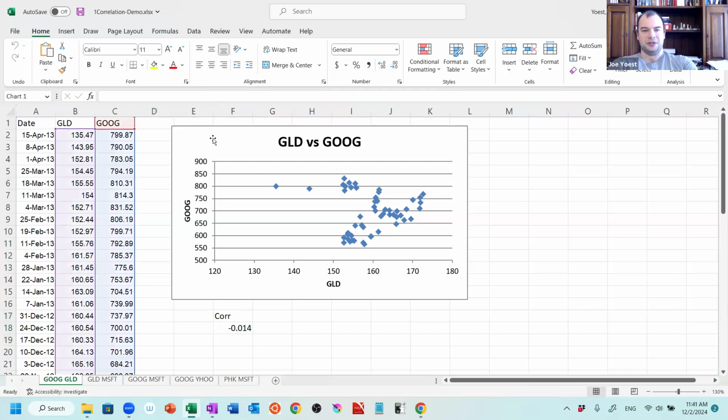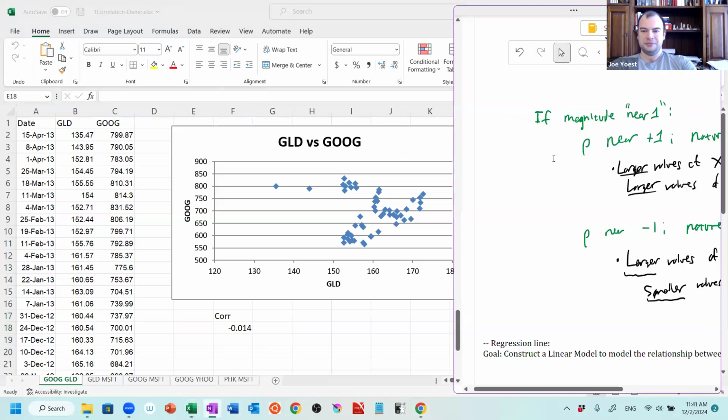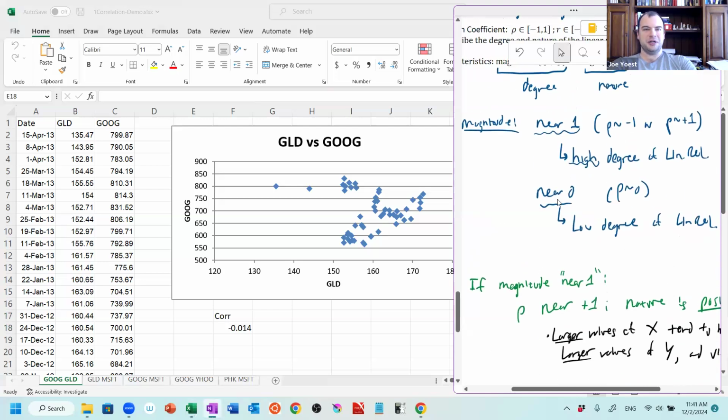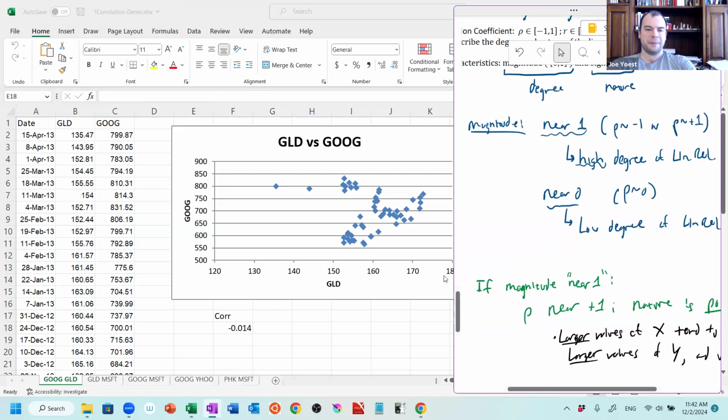And we see that if we look at their scatter plot, Google versus gold, it seems like just kind of a big blob. And if we calculate the correlation, it's negative 0.01. That correlation, negative 0.01, has a magnitude near zero. It's not really sensible to describe the nature of the relationship, because I don't think there really is a linear relationship here.